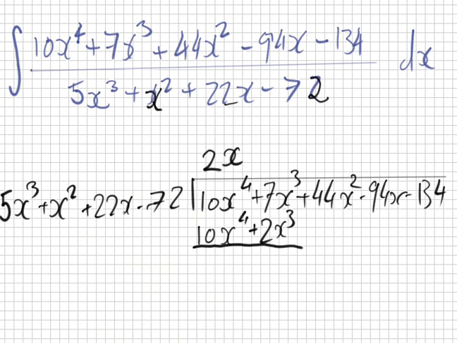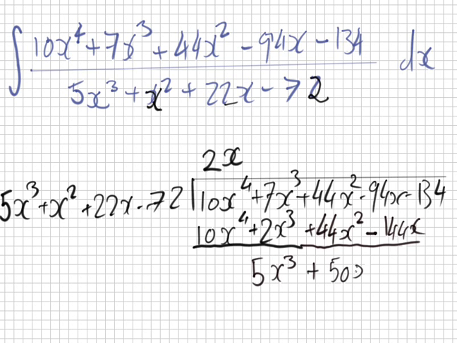Alright, 2x cubed plus 44x squared minus 144x, is that right? Alright. Actually, that's not so much better, a little better. They subtract. I'm left with 5x cubed, gone, minus 94 plus 144, plus 50x minus 134. Okay, is that okay now?